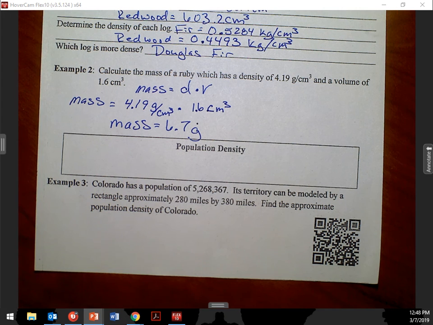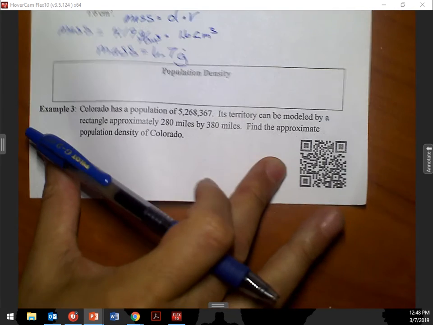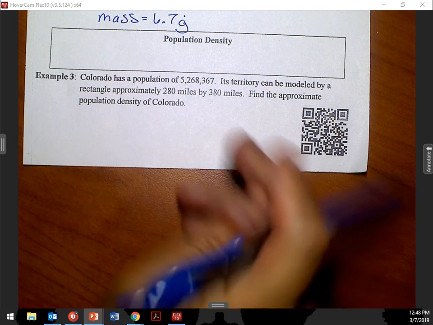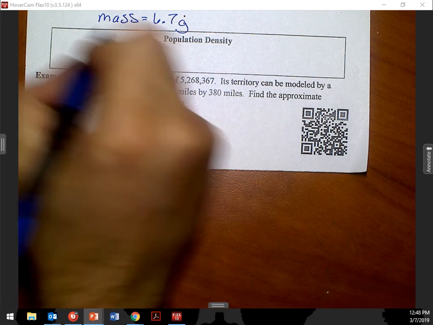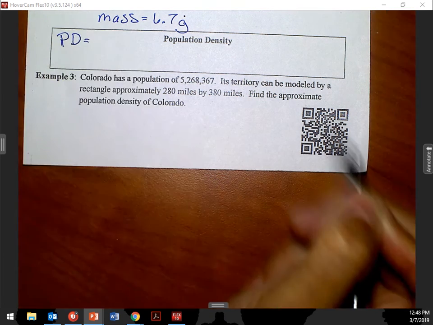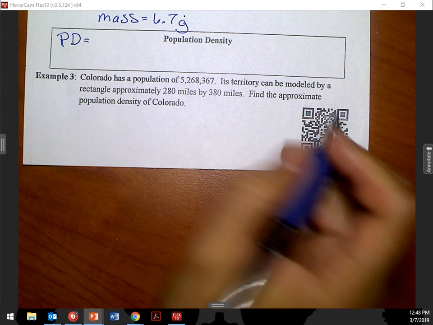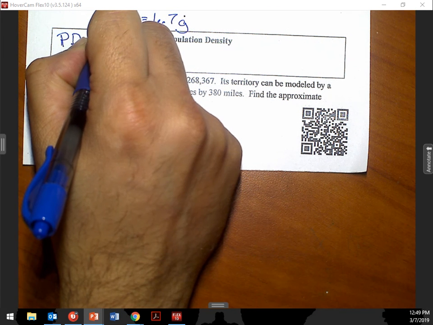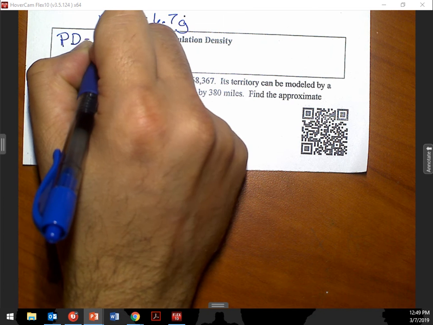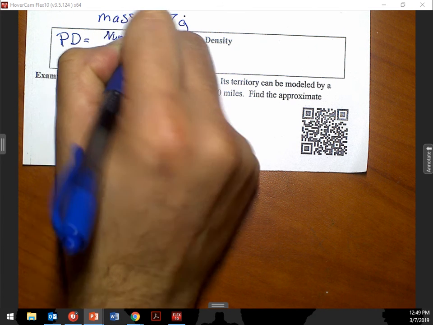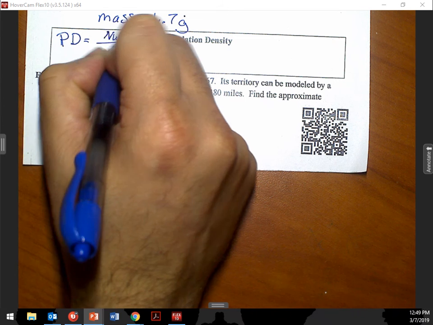All right, you guys, let's take a look at the next one. Population density. Population density is probably one of the ones that you'll end up doing the most of. So my formula is going to be PD, population density, is equal to whatever the number is divided by the area.